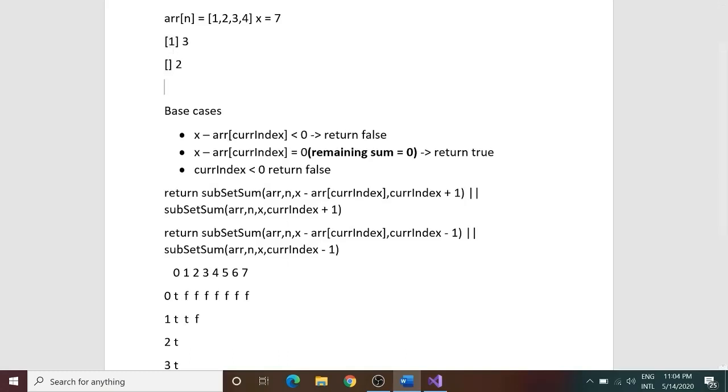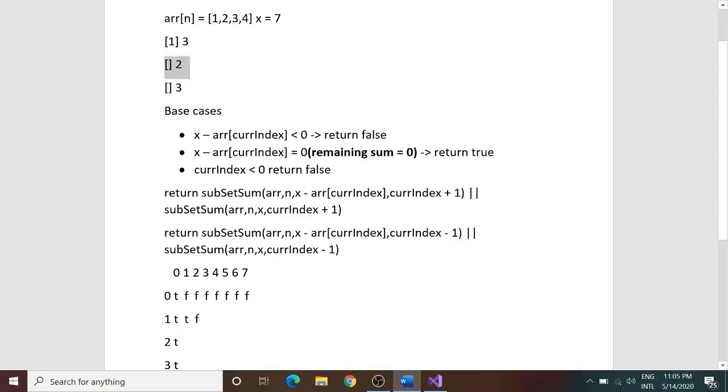But if I do not include it, then I would be left with one less element in the array, but my total sum would be passed the same way, because I did not include the element. So what do I do over here? I need to check what these subproblems return, and I would be taking OR of it.